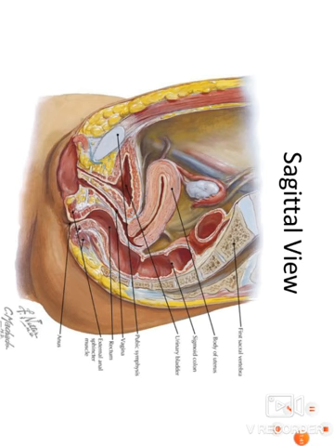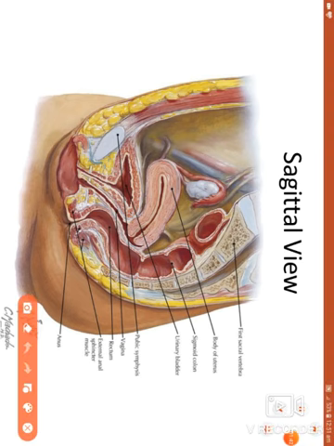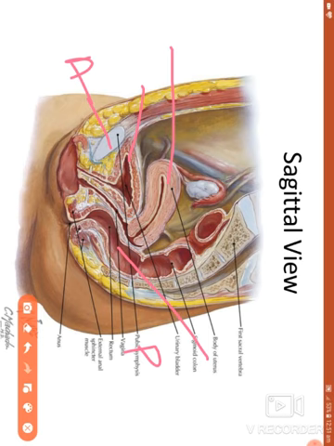Then here you can see the sagittal view of the uterus. This is anterior, this is posterior. Sagittal view of the female pelvis. This is the urinary bladder. Here you can see the uterus, and this is the rectum. This is the fallopian tube or uterine tube, from here like this. This is the ovary.